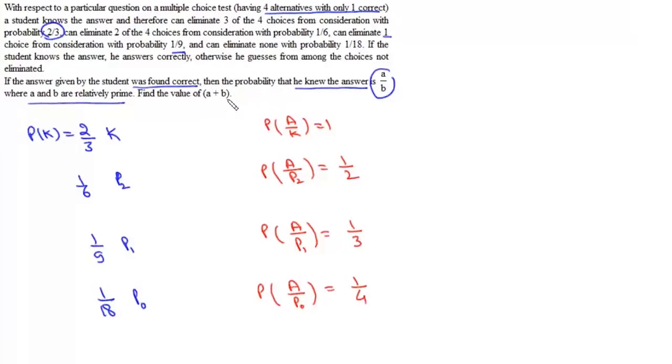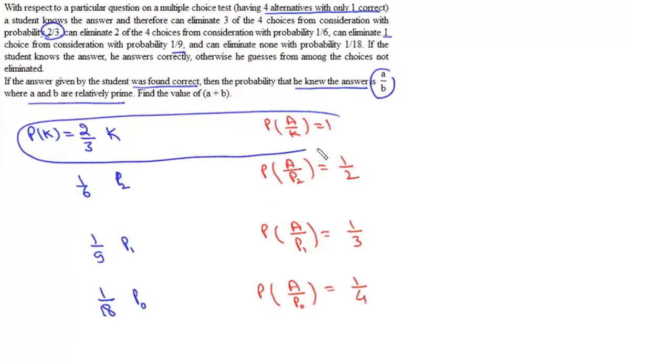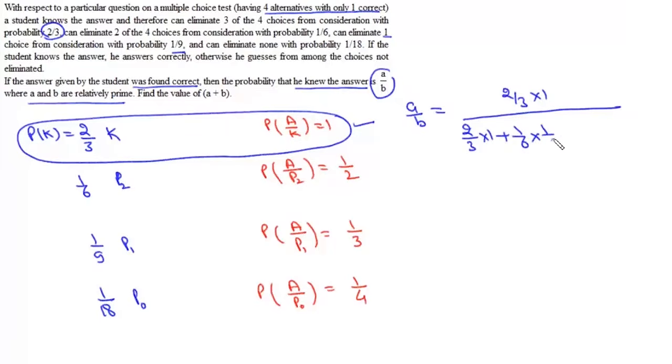Now it's a Bayes theorem question. So if his answer is correct, then he probably knew the answer. This probability will go in the numerator, and all the probabilities will go in the denominator. So this probability A upon B will be equal to 2/3 into 1, upon all these probabilities, which are 2/3 into 1 plus 1/6 into 1/2 plus 1/9 into 1/3 plus 1/18 into 1/4.